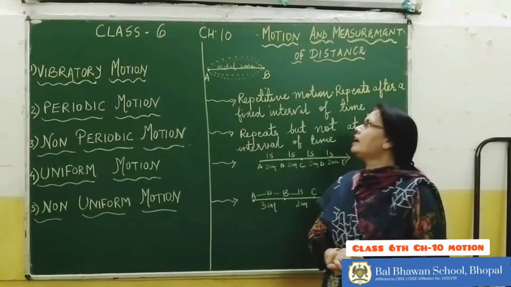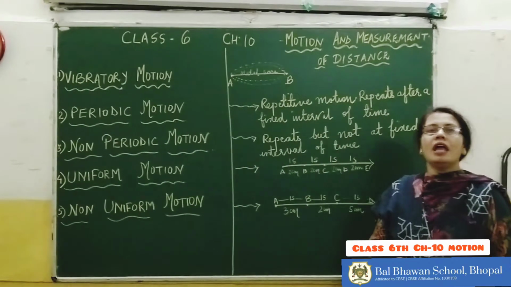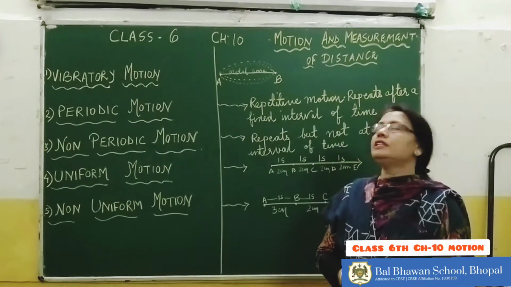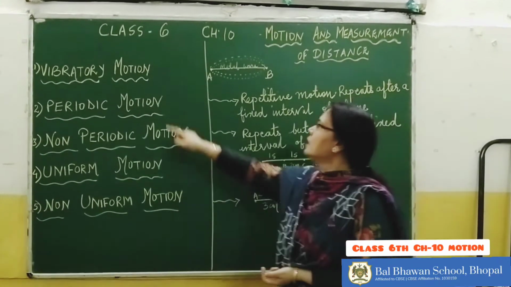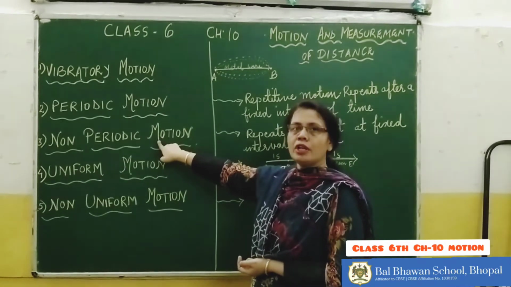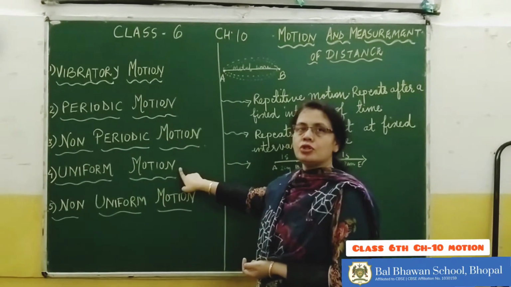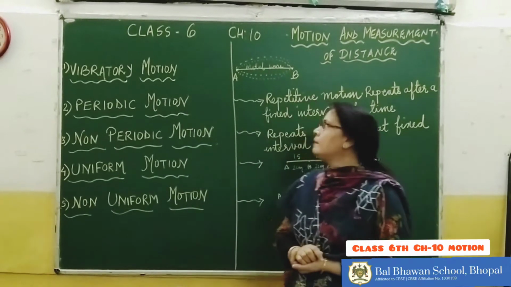You already know, we have started with chapter 10, motion and measurement of distance, and in that you have covered different types of motion. For today, we are going to discuss vibratory motion, periodic motion, non-periodic motion, uniform motion and non-uniform motion. Coming to vibratory motion.